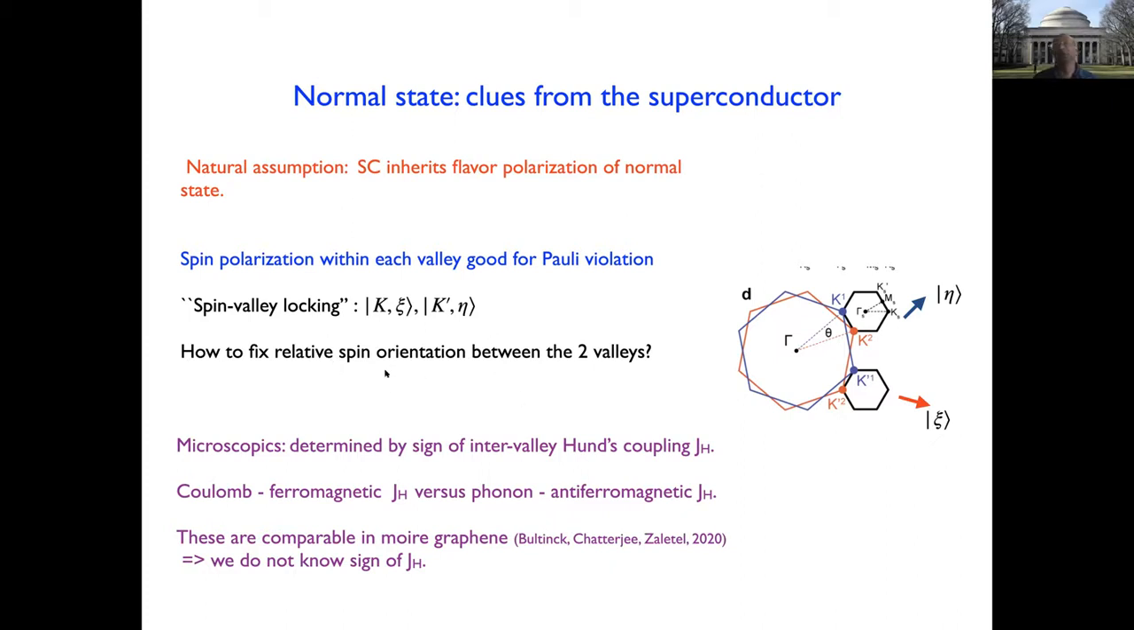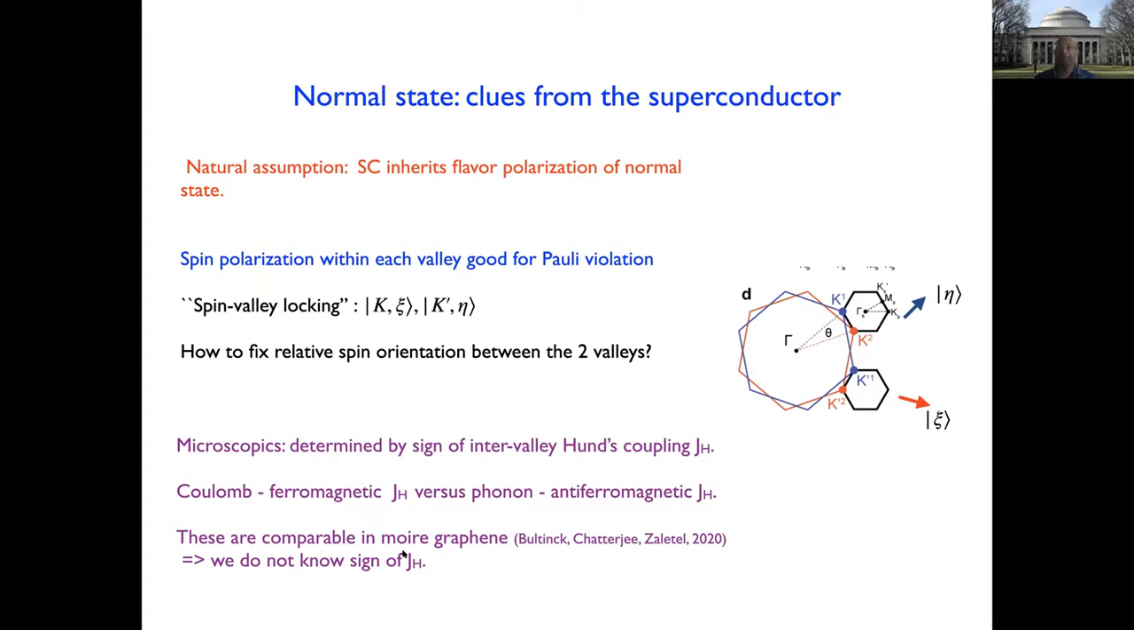What argument can we use to fix the relative spin orientation between the two valleys? Microscopically, what will fix this relative spin orientation is the sign of an inter-valley Hund's coupling JH. And this was mentioned by Lena Bascones in the ABC trilayer system. But here we have a different system, and we have to ask what we know about this inter-valley Hund's coupling. There's a competition between the Coulomb interaction, which favors a ferromagnetic Hund's coupling, versus a phonon-induced inter-valley Hund's coupling, which favors an antiferromagnetic sign for JH.